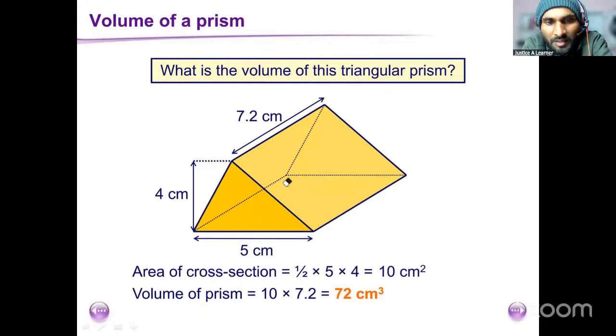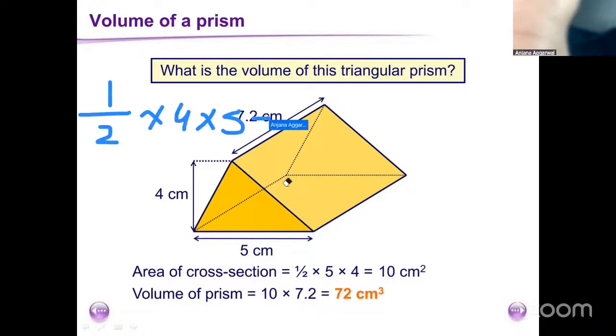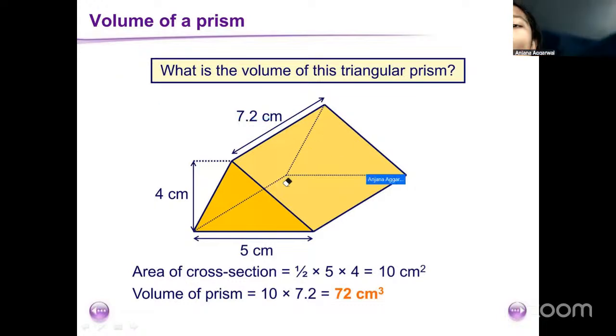Okay. So, firstly, you told that area of cross section. This is a triangle, so half into base into height. Half into 4 into 5, base into height. 20, 10. 10 is our answer.